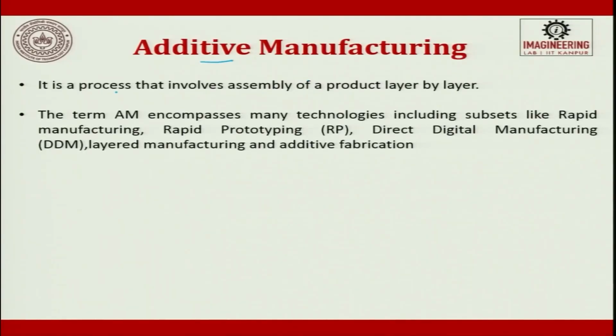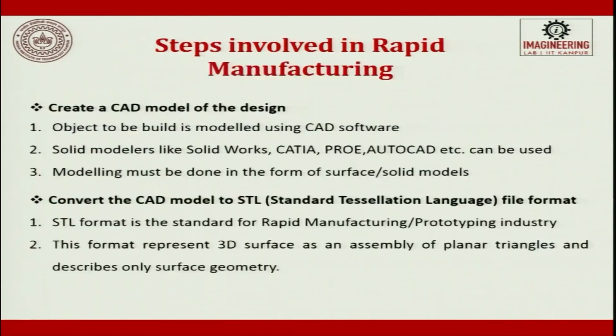It is a process that involves assembly of products layer by layer. The term AM encompasses many technologies including subsets like rapid manufacturing, rapid tooling, direct digital manufacturing, layered manufacturing and additive fabrication. So, what are all the steps involved in rapid manufacturing or additive manufacturing?